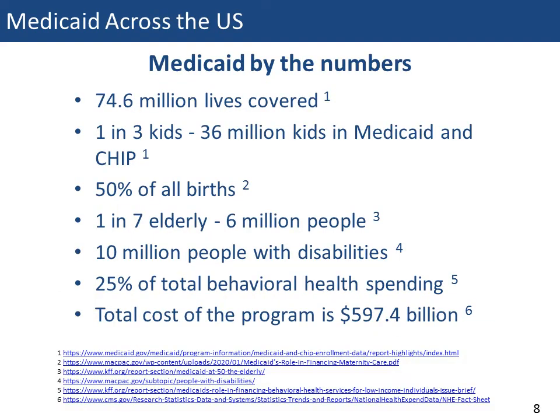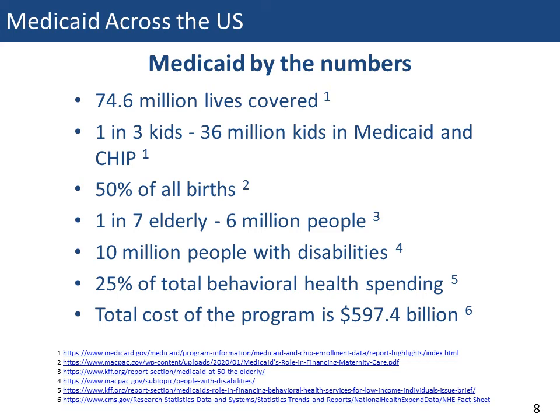In terms of the scope of the Medicaid program, Medicaid covers around 75 million Americans. It covers 1 in 3 kids, and as a result of covering so many children, it covers about half the births in the United States. And as I mentioned earlier, elderly individuals and persons with disability are among the mandatory populations covered under the Medicaid program. And so about 1 in 7 elderly who are enrolled in Medicare are also enrolled in Medicaid. We call them the dual eligibles. And 10 million people with disabilities are enrolled in Medicaid.